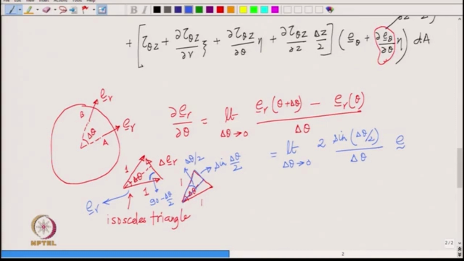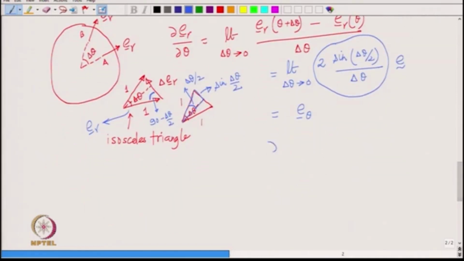So, this E vector here becomes E theta, and what happens to this number, 2 sine delta theta by 2 by delta theta. So, you can remember that sin x by x in the limit x going to 0 is simply 1. So, this thing within the circle becomes 1, and the vector E in the limit becomes E theta. So, it is finally E theta. So, we have derived that del E r by del theta is nothing but E theta.